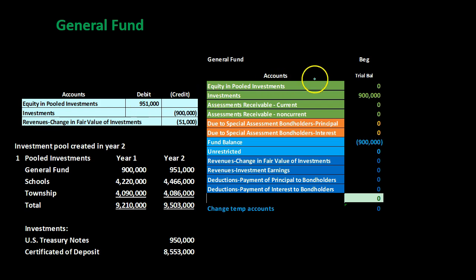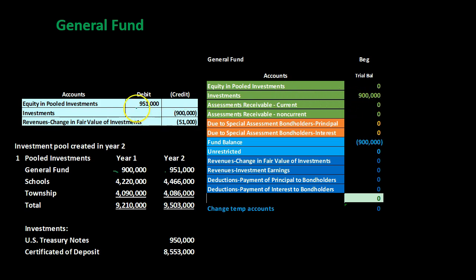And if we think about the trial balance before that, we're going to say, hey, there were investments originally of the 900,000 in the general fund. That was in year one, last year, before we put it into the pool. They had 900,000 on the books. Now we're taking that 900,000, which has increased to 951 due to an increase in the fair market value of the investment, and we're putting that into the investment pool. So that means we're going to take this money out of the investment, put it into the investment pool.